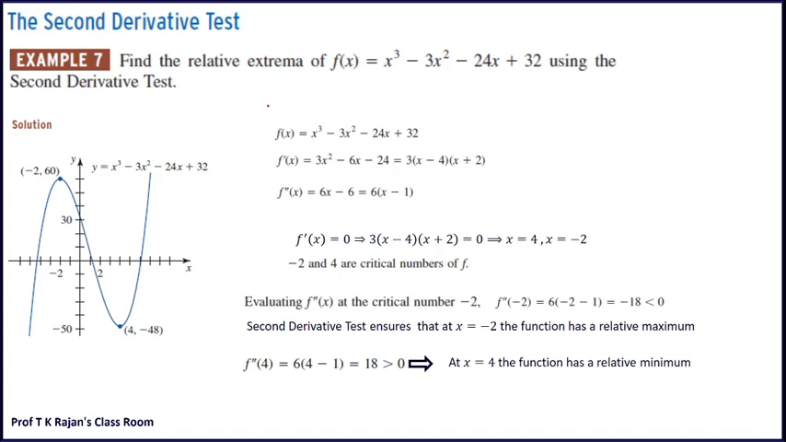Now find the relative extrema of f(x) = x^3 - 3x^2 - 24x + 32 using the second derivative test.